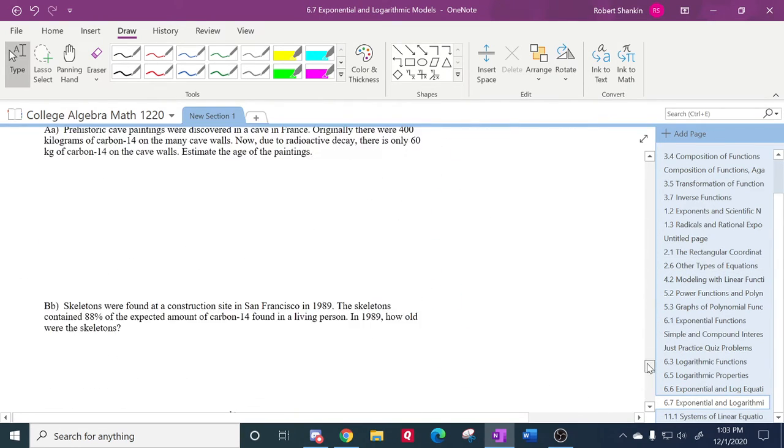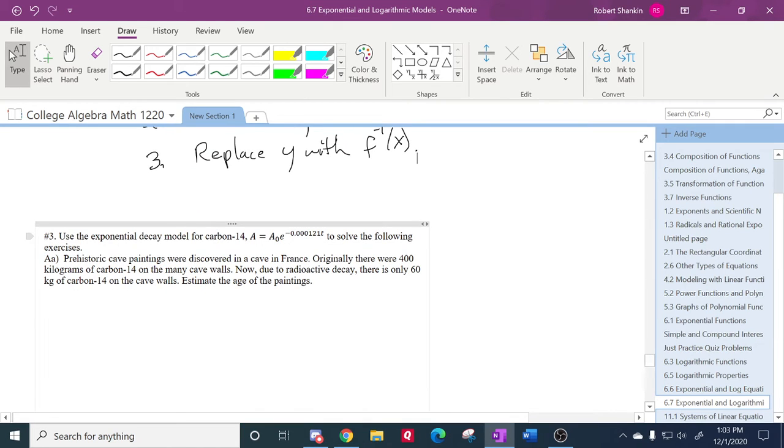And we come down to here. Notice this is in that form, A equals A0 e to the kt, and the k is given. And use that to solve this problem. Prehistoric cave paintings were discovered in a cave in France. Originally, there were 400 kilograms of carbon-14 on the cave walls. Now, due to radioactive decay, there's only 60 kilograms of carbon-14 on the cave walls. Estimate the age of the paintings.